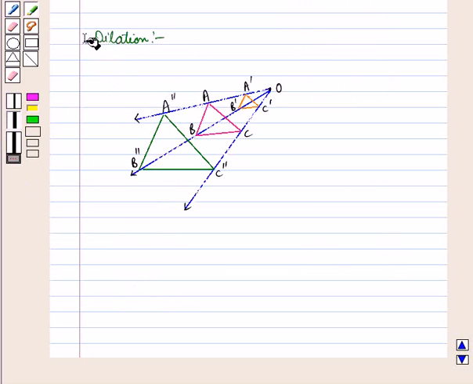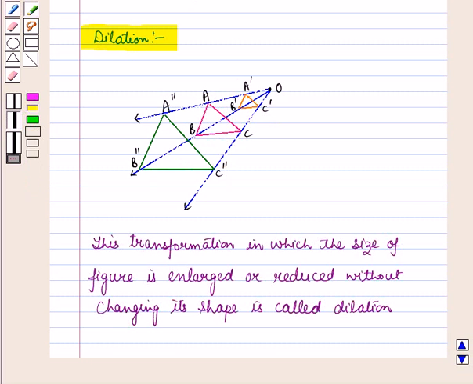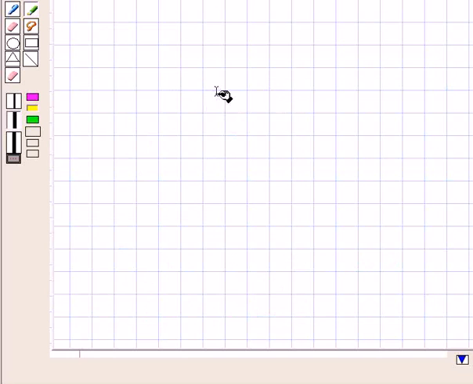First of all, let us discuss dilation. In this figure, you can see that a triangle ABC is enlarged to form a bigger triangle A double dash, B double dash, C double dash, and the same triangle is contracted to form a smaller triangle A dash, B dash, C dash. This transformation, in which the size of a figure is enlarged or reduced without changing its shape, is called dilation. Dilation is represented on a grid or graph paper where we can plot the coordinates.